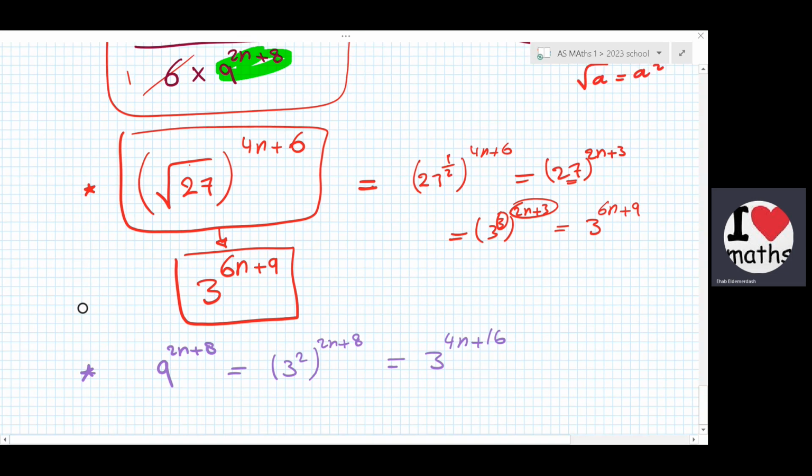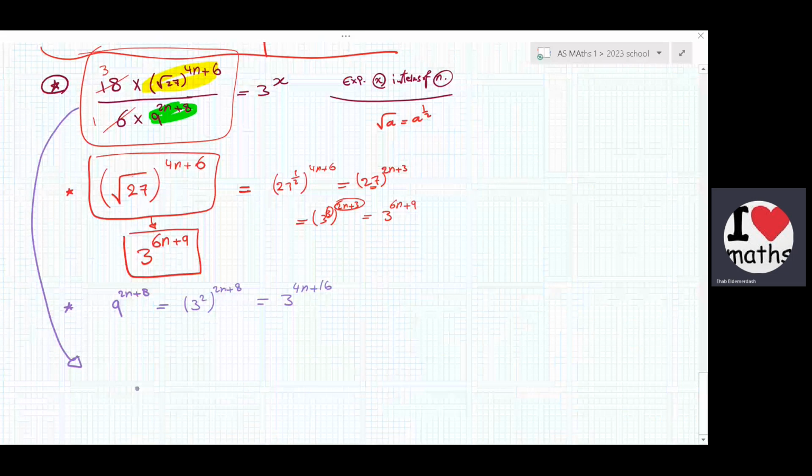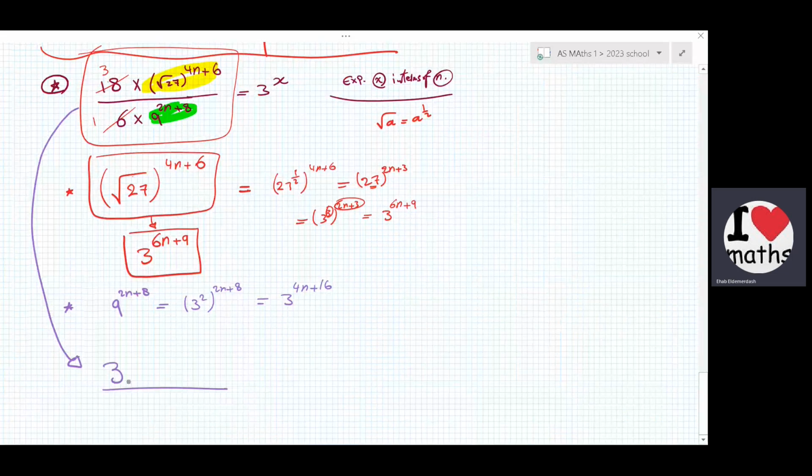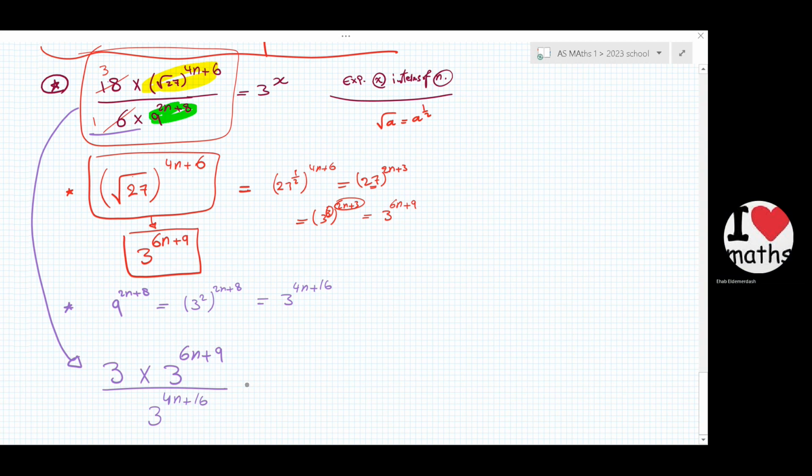Let's go back to the question. What is the question saying? Let's go here again. 3, I have to write the 3. This is my first one, multiplied by this expression I already simplified and found as 3 to the power of 6n plus 9. What about the denominator? The 1 is cancelled. Here, 1 multiplied by anything doesn't make any difference. 9 to the power of 2n plus 8 we simplified and made it 3, so our power is 4n plus 16. This is all equal to 3 to the power of x.